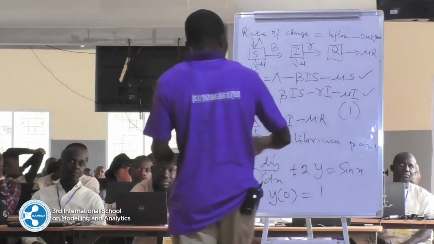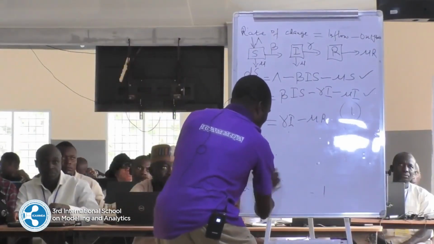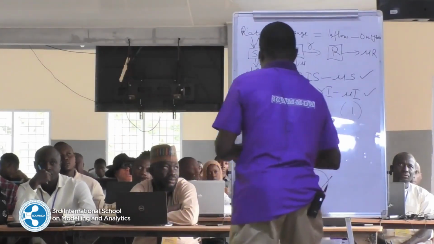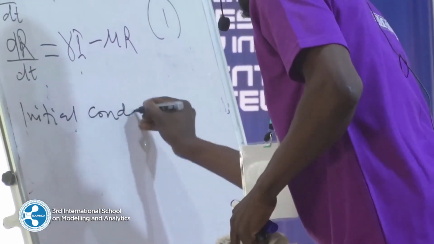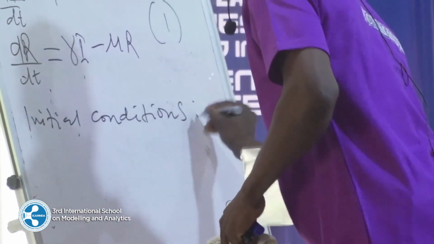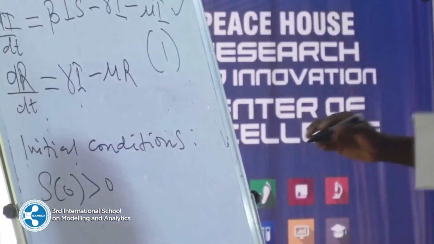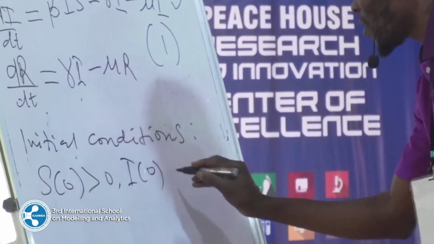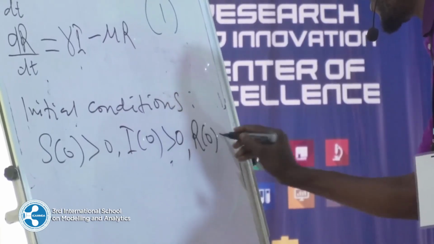So as such, I need to put the initial condition to this model. So I must have my initial condition given by S of 0 greater than 0, I of 0 greater than 0, and R of 0 is equals to 0.